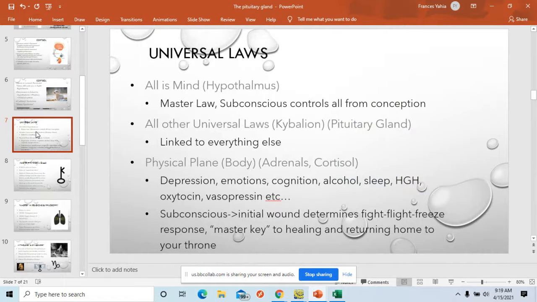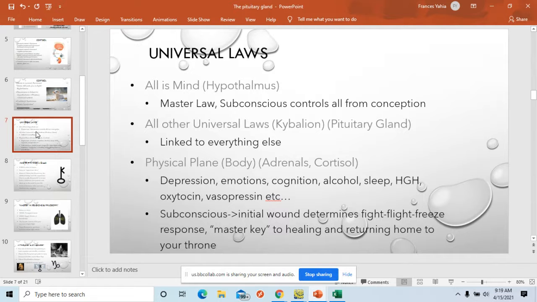So how do we link this hypothalamus, pituitary, adrenal and cortisol to universal laws? I told you on Tuesday that the master law of Hermetic philosophy is all is mind. There is an energy that encompasses everything in the universe. This is what we conceptually think of as God. And all is stored there. This is the hypothalamus, the indicator of when stress begins, released as a messenger to activate the pituitary gland. So this is the master law.